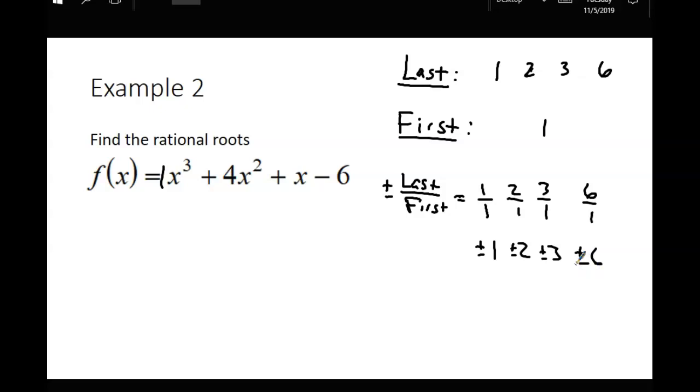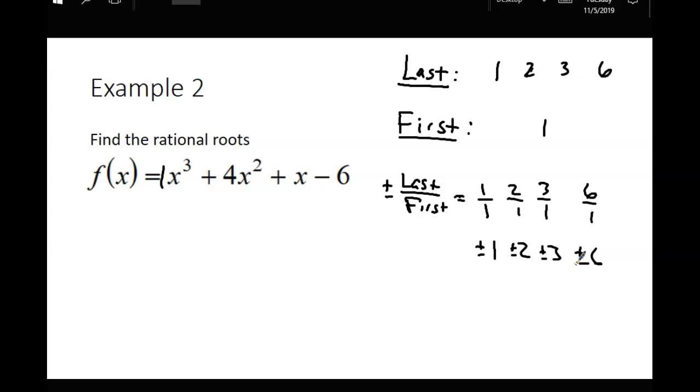It could be positive 1 or negative 1. Positive 2 or negative 2. Positive 3 or negative 3. Positive 6 or negative 6. How do I know which ones work? We're going to plug it in and see which ones make the polynomial equal 0. And that's where our calculators are going to come to rescue us a little bit.